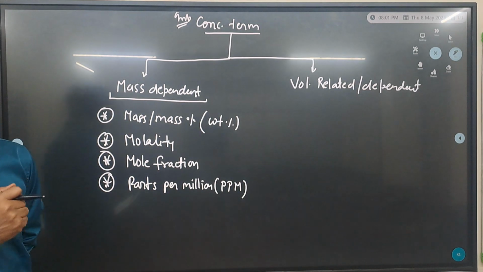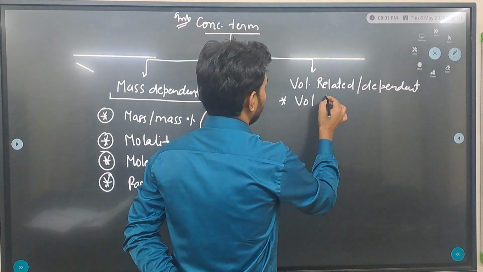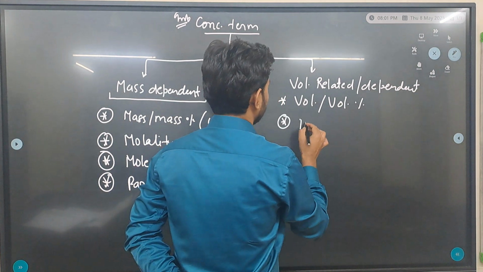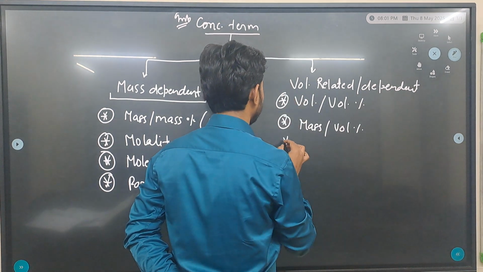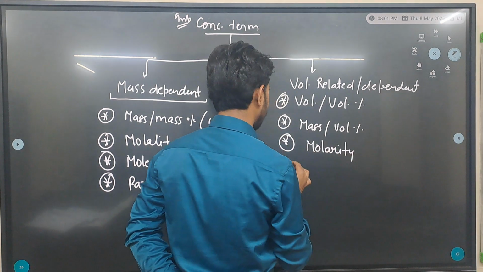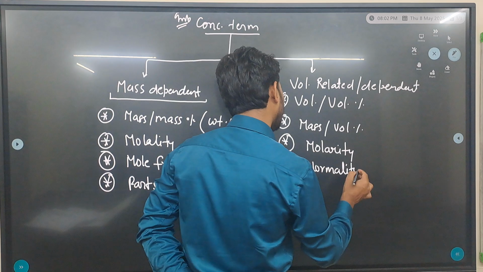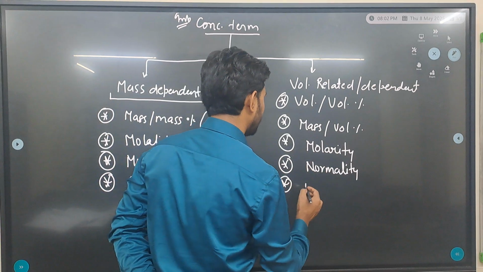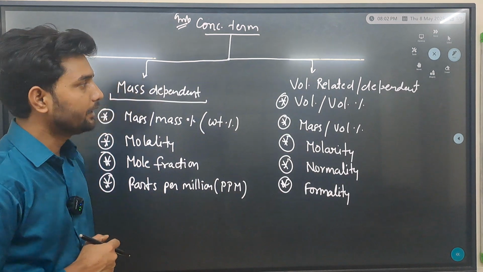Now next are the volume related concentration terms. Volume related concentration terms are volume by volume percentage, then mass by volume percentage, third is molarity, next is normality, and the other is formality. These are the volume related concentration terms.